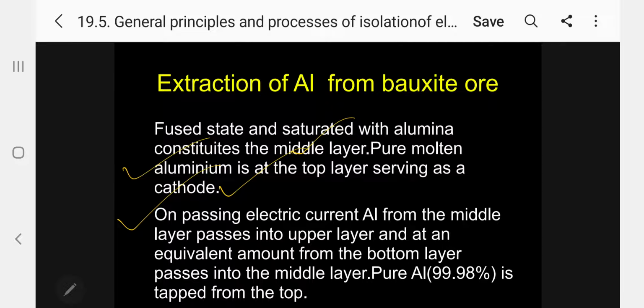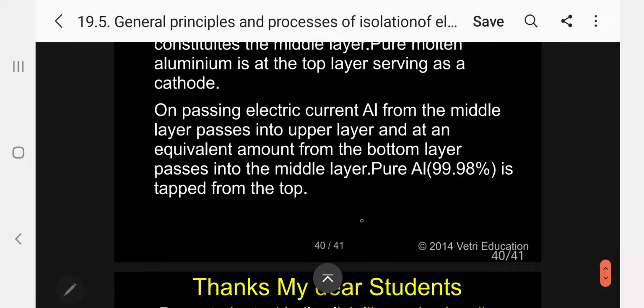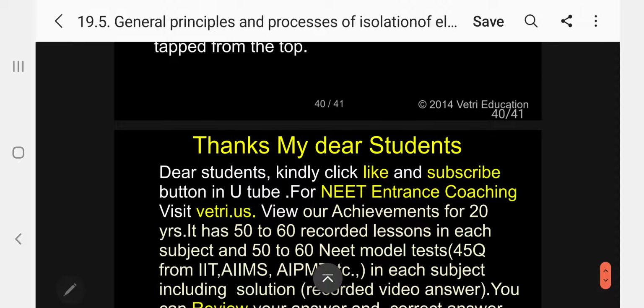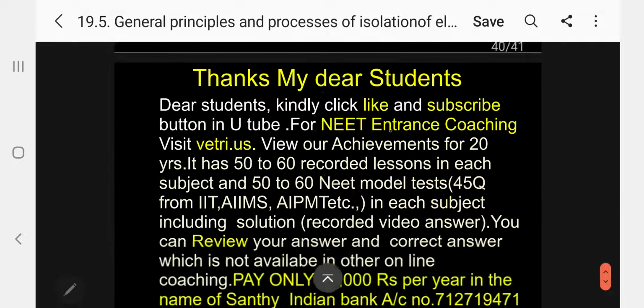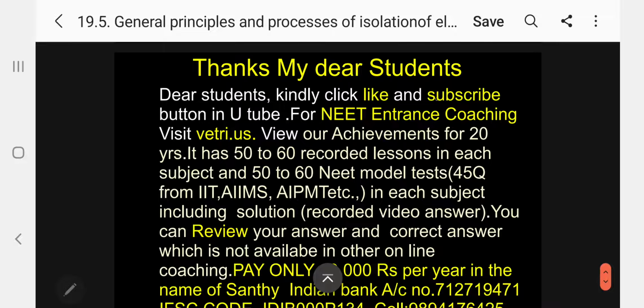On passing electric current, aluminium from the middle layer passes into the upper layer, and an equal amount from the bottom layer passes into the middle layer. This process goes on in a cycle. From the top layer we collect aluminium of almost 99.9% purity, tapped from the top layer. This is the method by which we can extract pure aluminium. So I hope I have come to the conclusion.